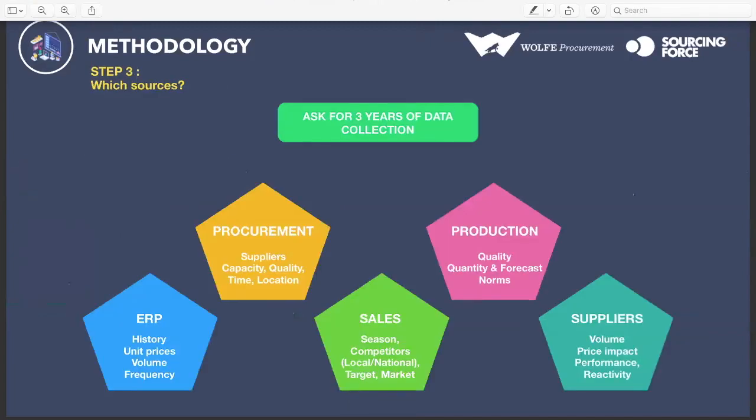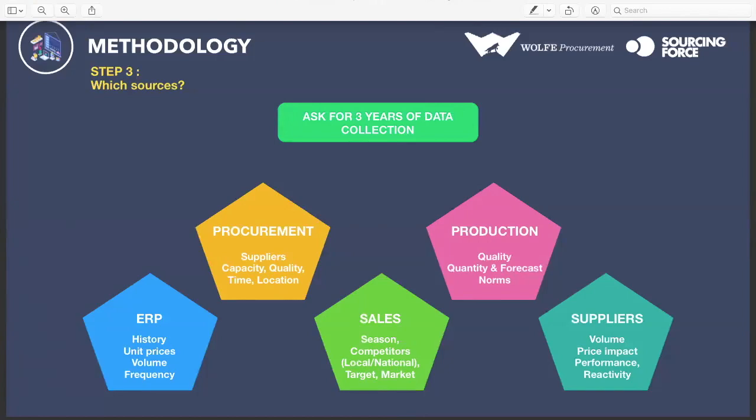Step 3, determining which sources. So this could be multiple sources. Typically you would see ERP or your financial system in terms of buying history, unit prices, volume, those types of things. Some companies may have additional systems as it relates to purchase requisitioning or P-card or T&E card systems as well.